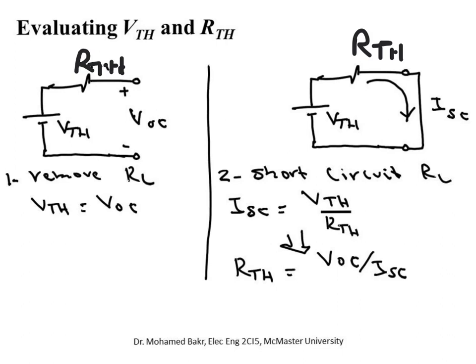So you have to go to your circuit, and of course RL is not there. RL is the one that's connected between these two terminals; I don't have it in my circuit. I'm keeping things open circuit, so V open circuit will be equal to V Thevenin.